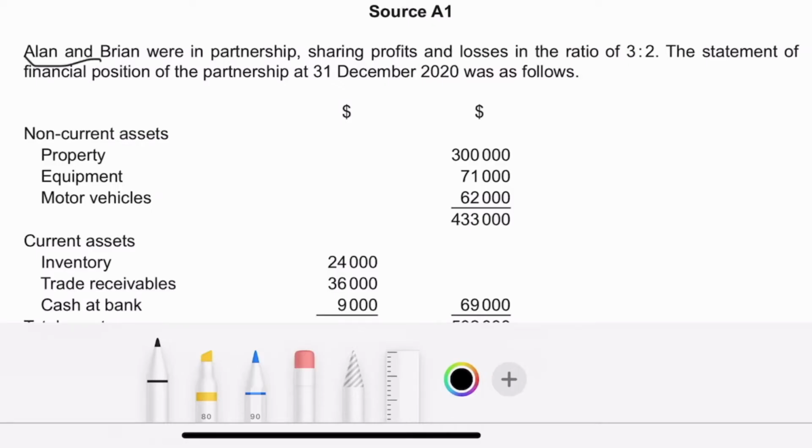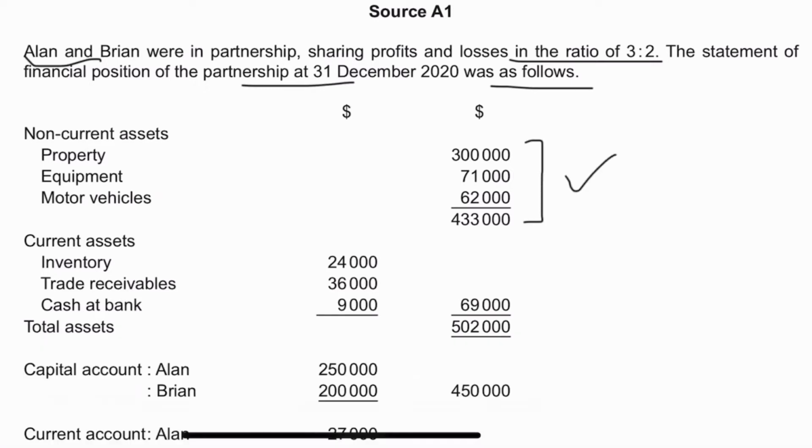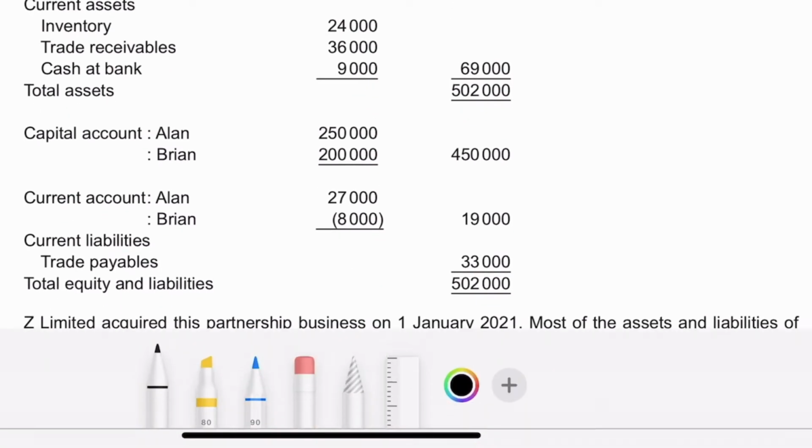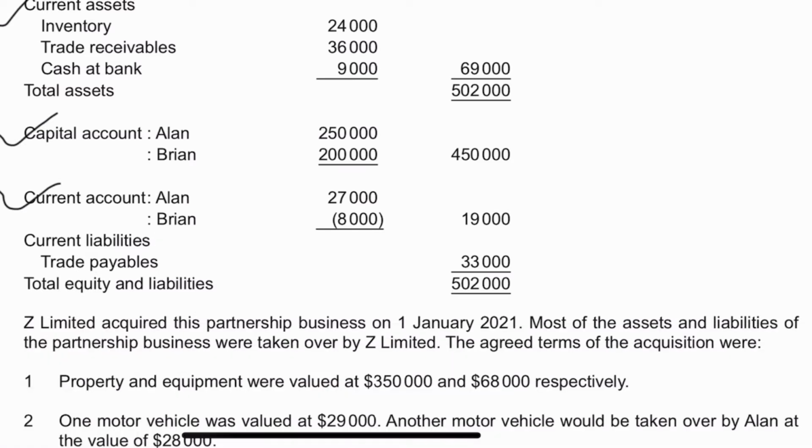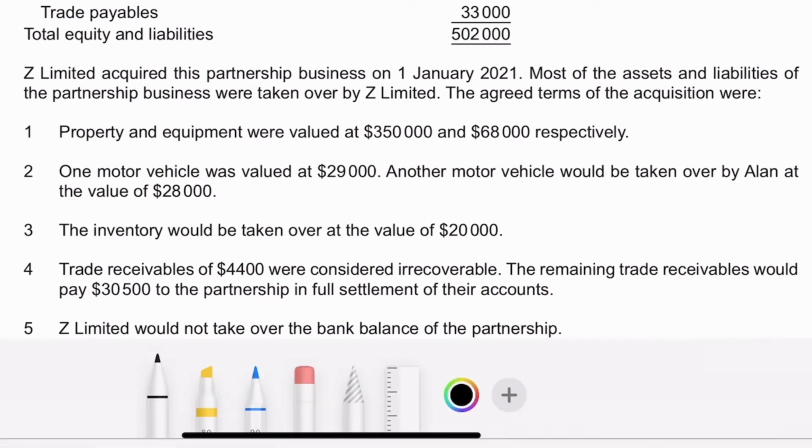Now looking at question number 1, it is Alan and Brian were in partnership. They were sharing profits and losses in the ratio 3:2. Statement of financial position is given: the non-current assets, current assets, capital account, the current account. So the information is very important. The additional information is given below. We acquired the partnership on 1st January.